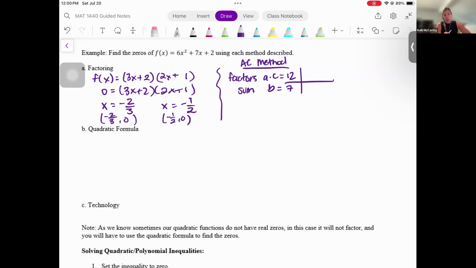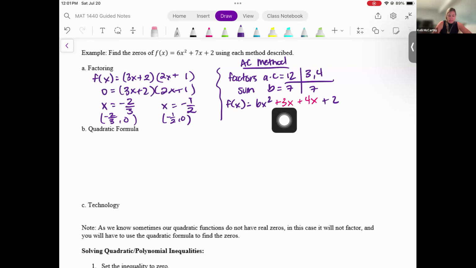So here's the only part that's trial and error. Factors of 12 that add up to 7, that's going to be 3 and 4, positive 3 and positive 4, and those add up to 7. Once we have those factors, we're going to rewrite our quadratic. So starting with my function name, we've got 6x squared. And what we're going to do is separate that middle term of 7x using those two factors. So we're going to do plus 3x plus 4x plus 2.